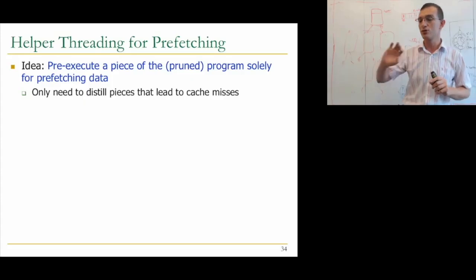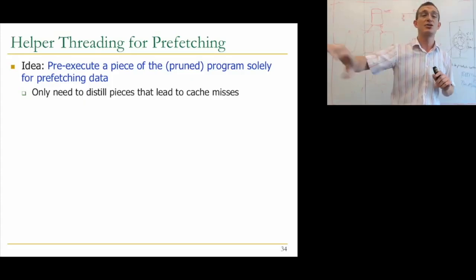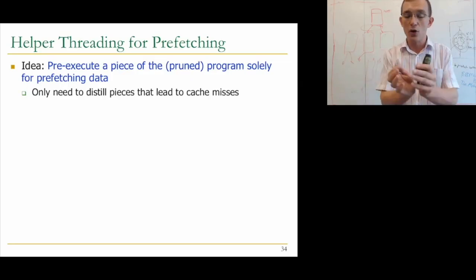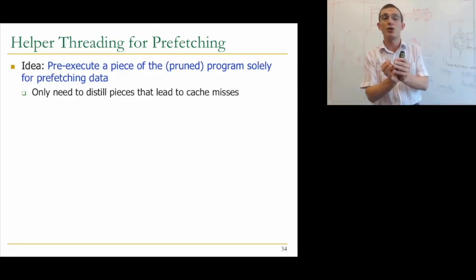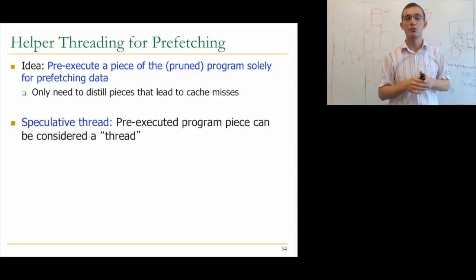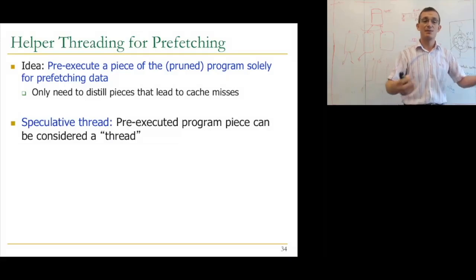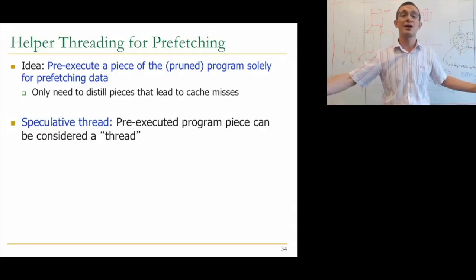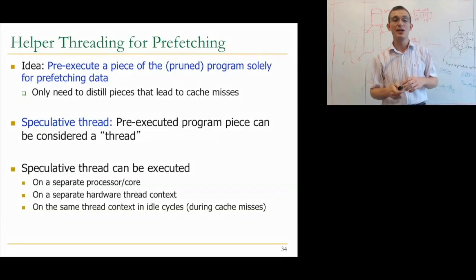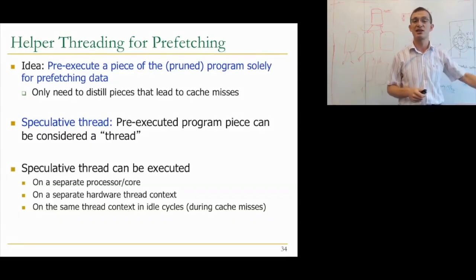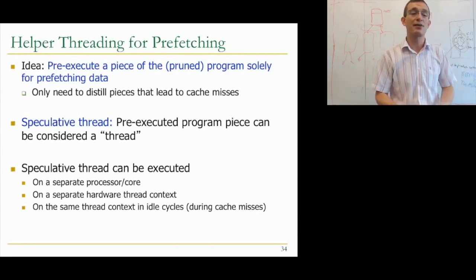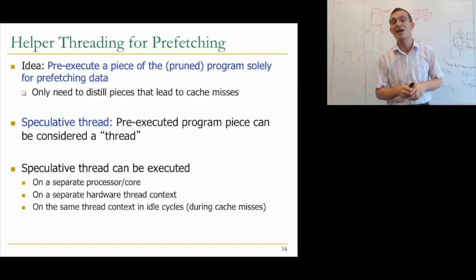Whereas here, we're going to use this additional context to purely prefetch data. And in this case, you only need to form a smaller version of the program that leads to cache misses to be able to capture most of the benefit. Basically, the speculative thread, this pre-executed program piece, can be considered a thread, and it actually can be launched as a thread. And this can be executed on a separate processor or core, on a separate hardware thread context, or on the same hardware thread context in idle cycles during cache misses, right?